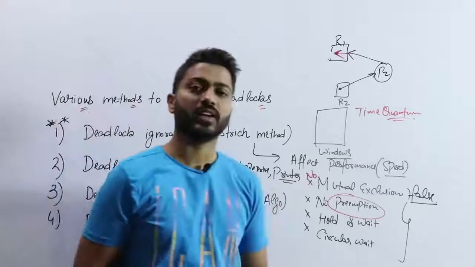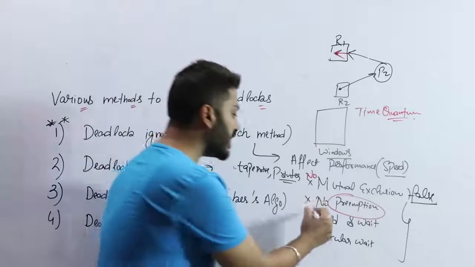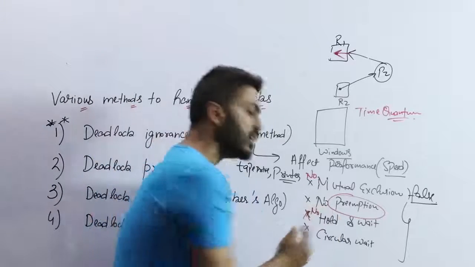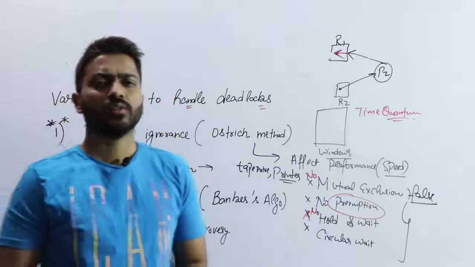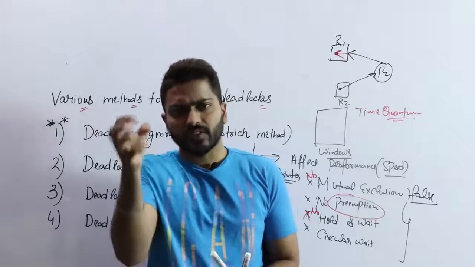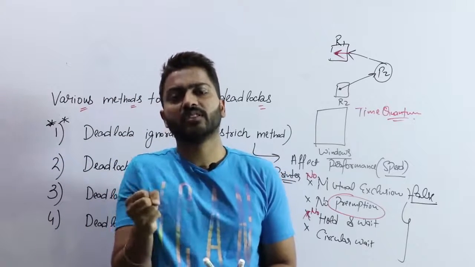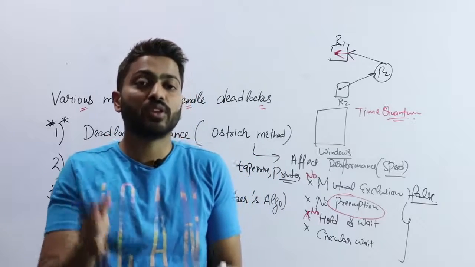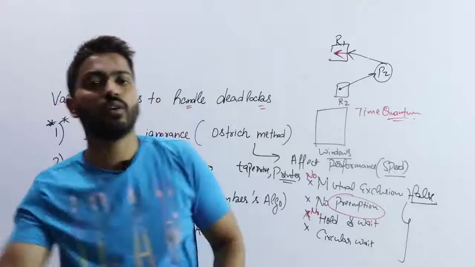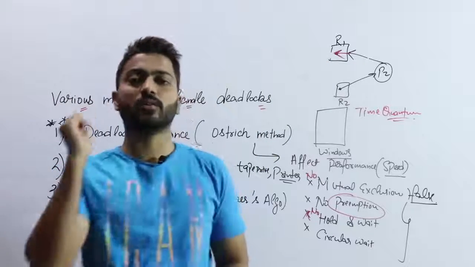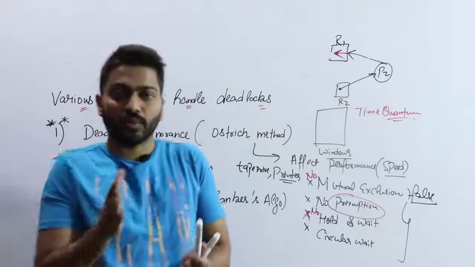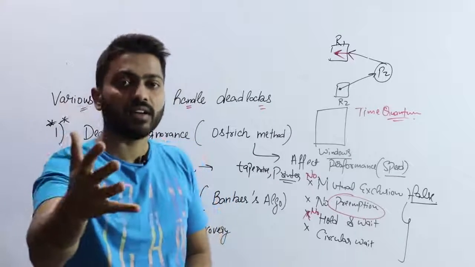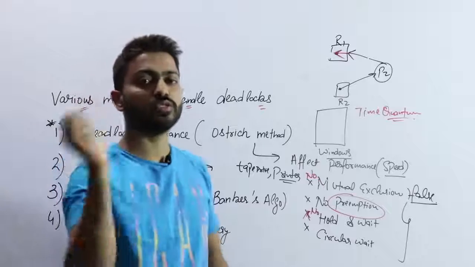Third, hold and wait. Again, we are trying to negate it, to make it false. It means there should be no hold and wait. How to make it no hold and wait? If the process comes and says, I need 3 resources, what we will do is, before the process gets started, I will give all the resources it demands to that particular process.